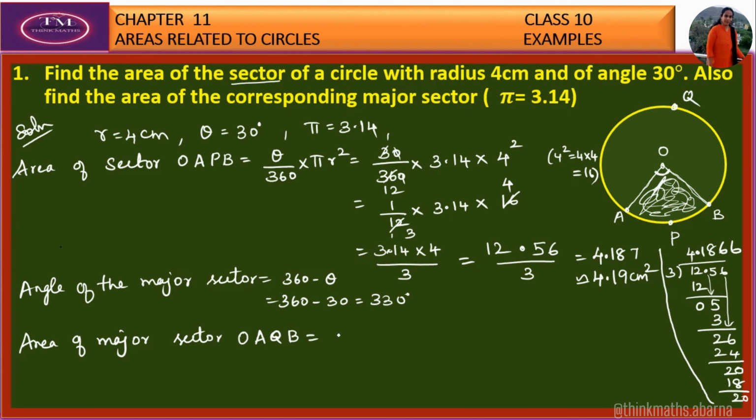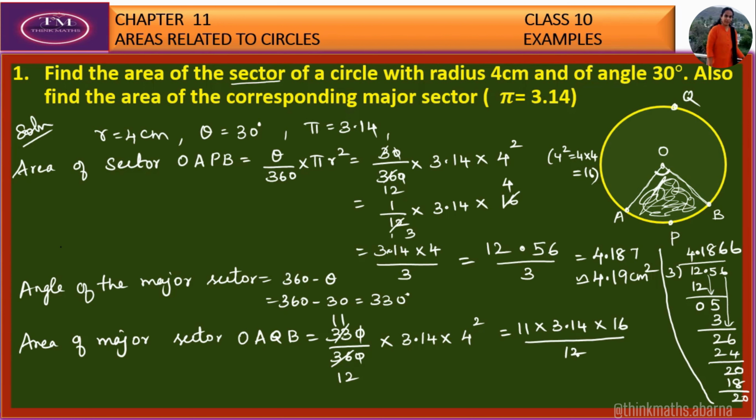Area of OAQB equals the same formula, theta by 360 into pi r square. Theta here is 330, so 330 by 360 into pi r square. Pi is 3.14, r is 4, so it is 4 square. The zeros get cancelled. 11 threes are 33, 12 threes are 36. Now we will have 11 into 3.14 into 4 square, which is 16, divided by 12.